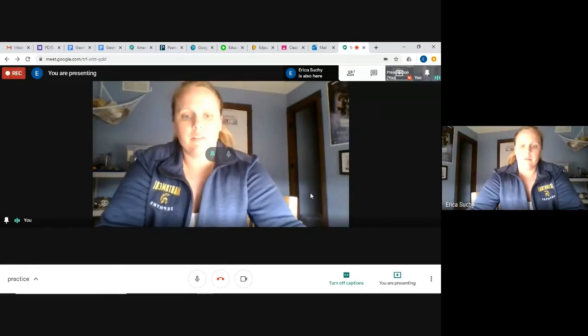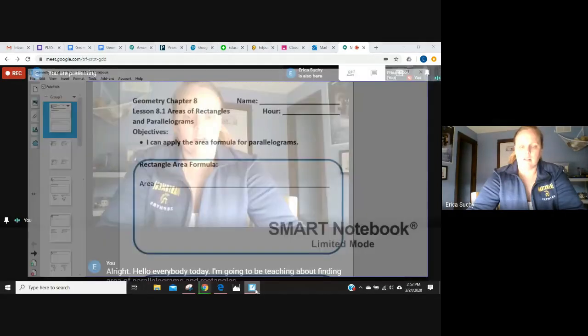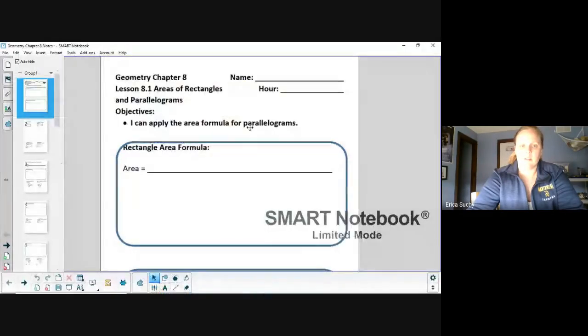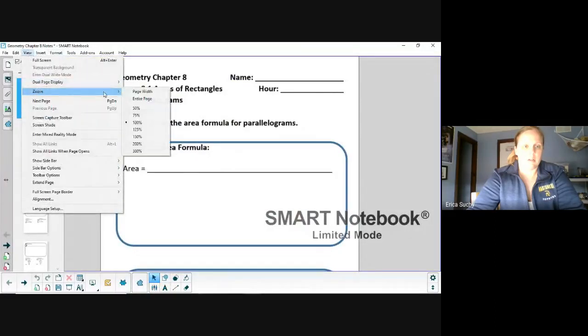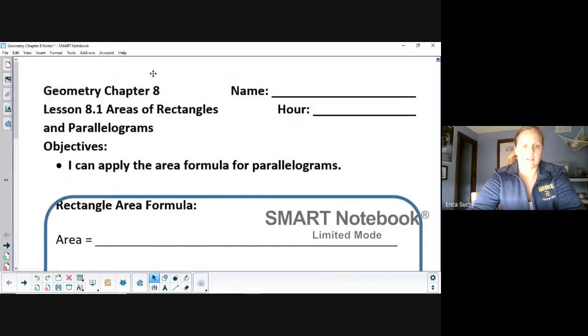All right, hello everybody. Today I'm going to be teaching about finding area of parallelograms and rectangles. So here are the example problems. And I'm just going to go through this just like we would in class. All right, so let me grab a pen. This will be a little bit clunkier than usual.